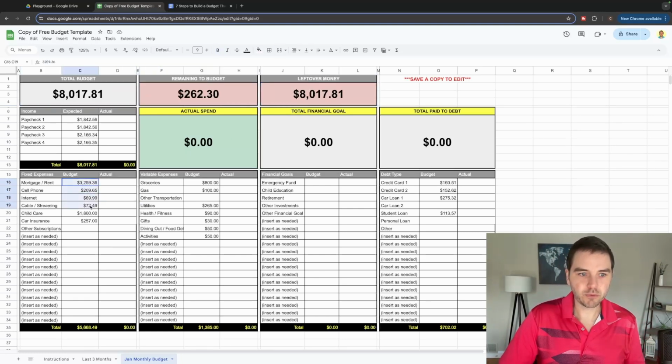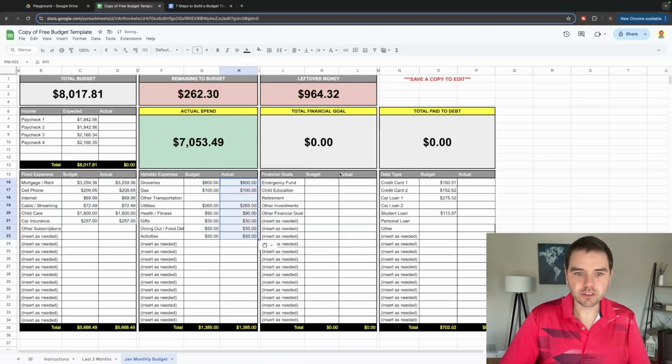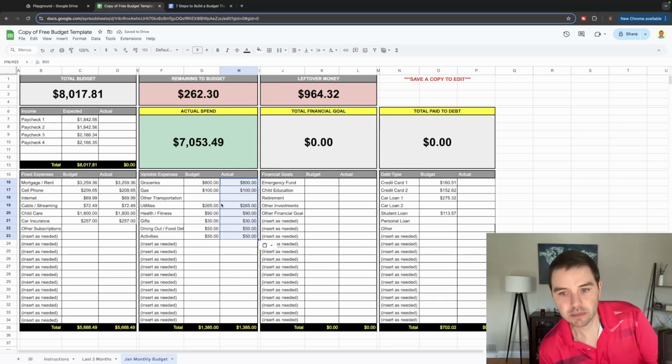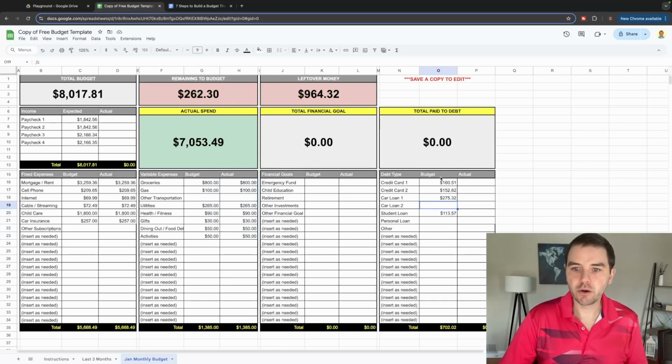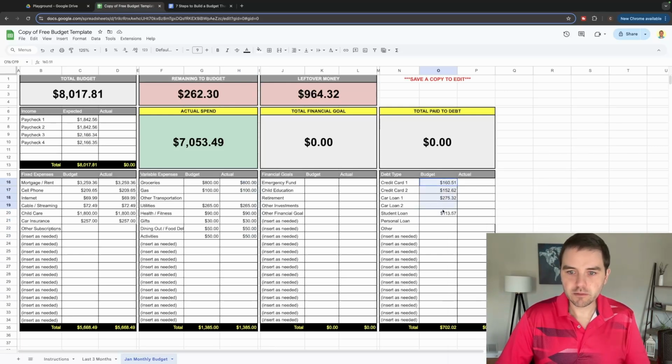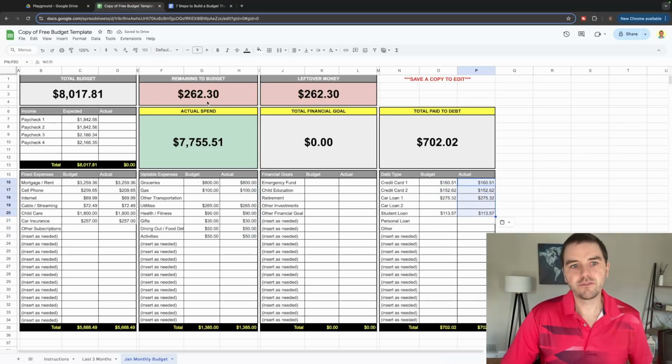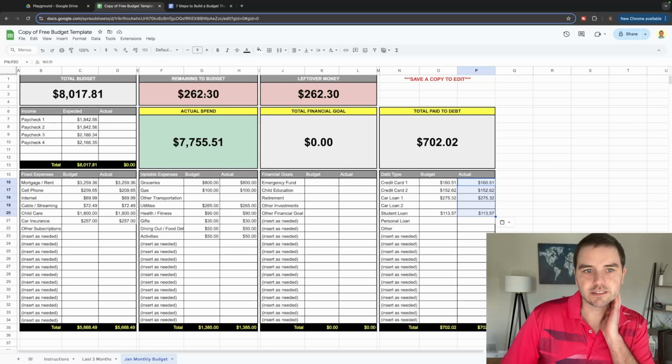Let's just say, for example, we go through the month. Our fixed expenses are what they are, right? Let's just say we go through the month and our variable expenses are also exactly the same. This will not happen, by the way, but just to make the math easier. And you're going through, and on your debt, you made your minimum payments here. You'll notice that we have $262.30 left to budget and $262 left to spend.